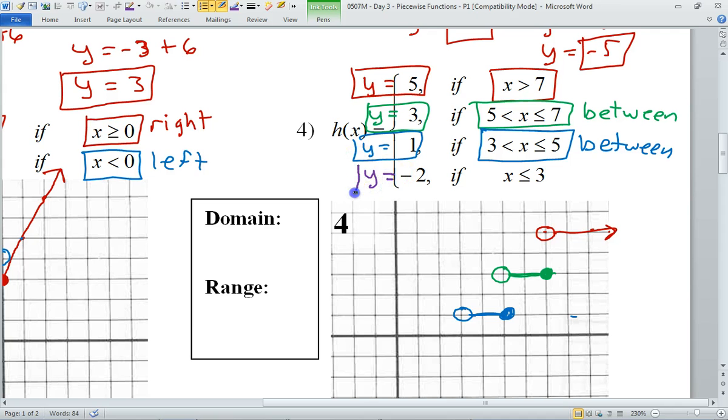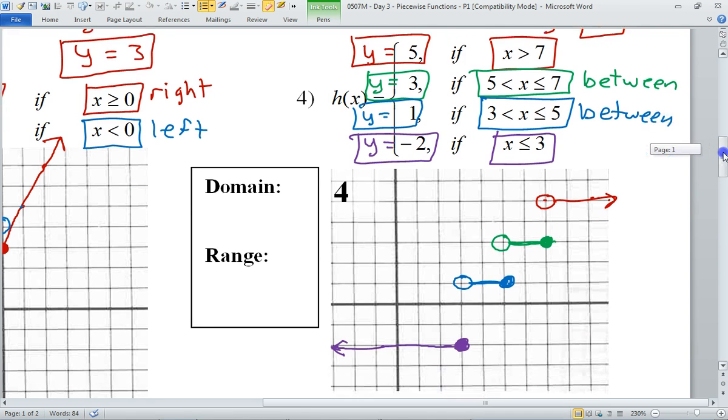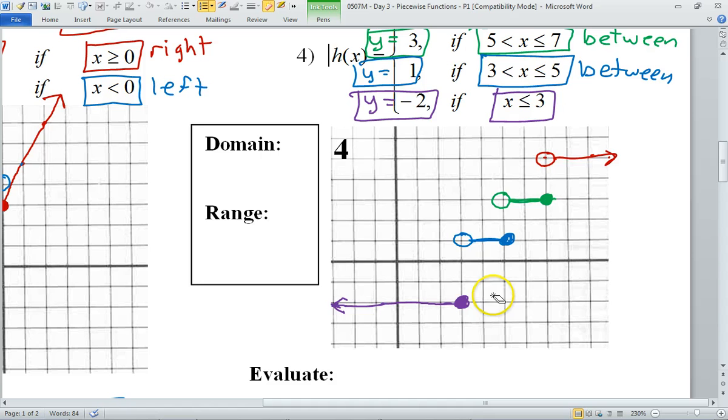Y equals -2. That's a horizontal line at -2. That's going to be like this. But it's going to be where the x values are less than or equal to 3. So here's where the x values are equal to 3. Less than 3 will be to the left. Okay, so that is how you would graph number 4.